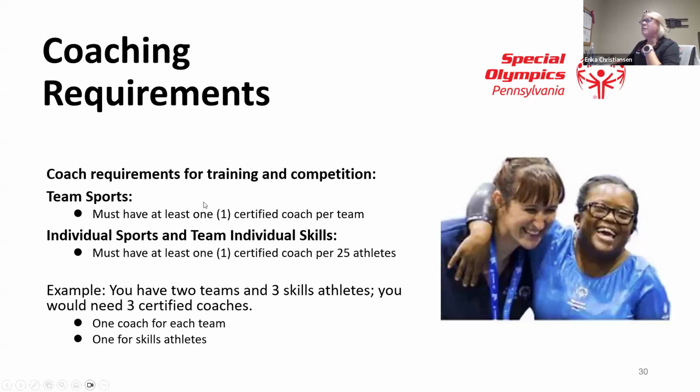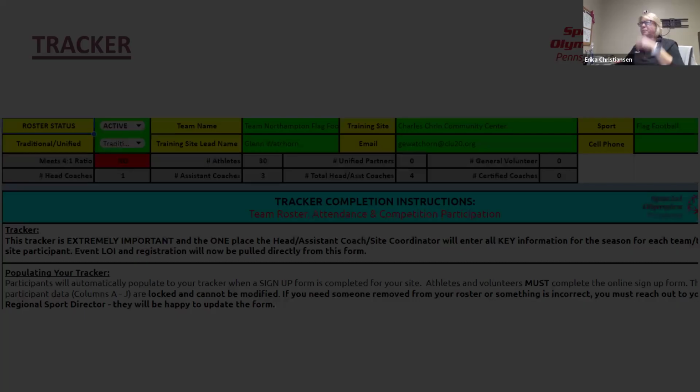So coaching requirements, as you all know, but I'm going to bring it up again, is that you must have one certified coach per team, and you must have one certified coach for the individual sports or team individual skills for 25 athletes. So for an example, you can have 2 teams for 3 skills athletes. You would need 3 certified coaches, 1 for the team and 1 for the skills.